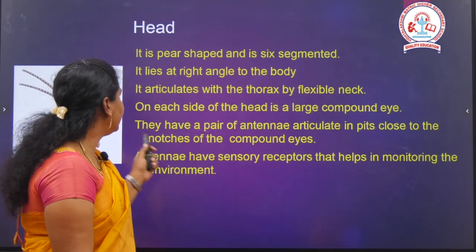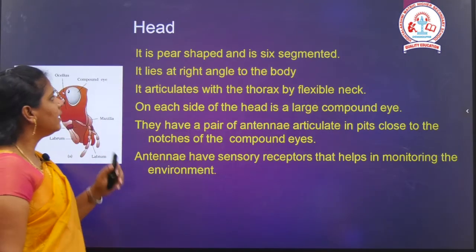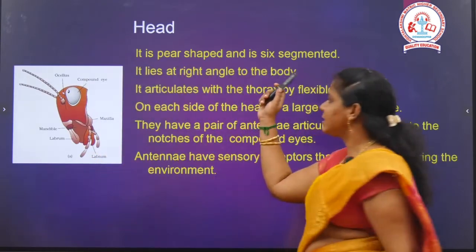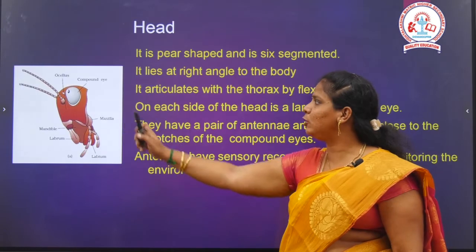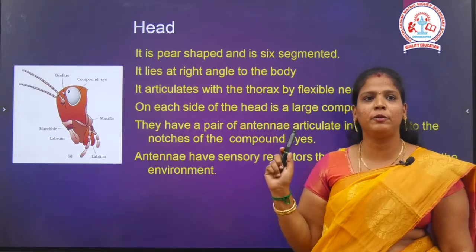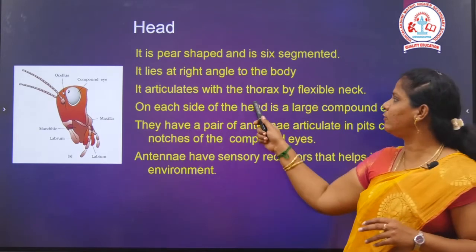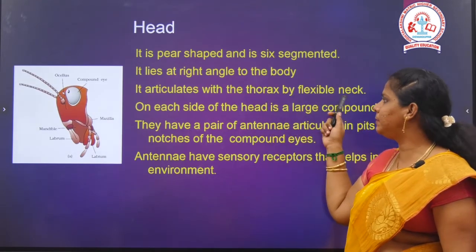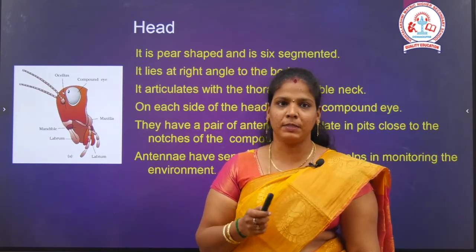Let us discuss the body parts now. First the head. It is pear shaped and six segmented, okay. It lies at a right angle to the body. It articulates with the thorax by a flexible neck, so it is connected with the thorax by the flexible neck.